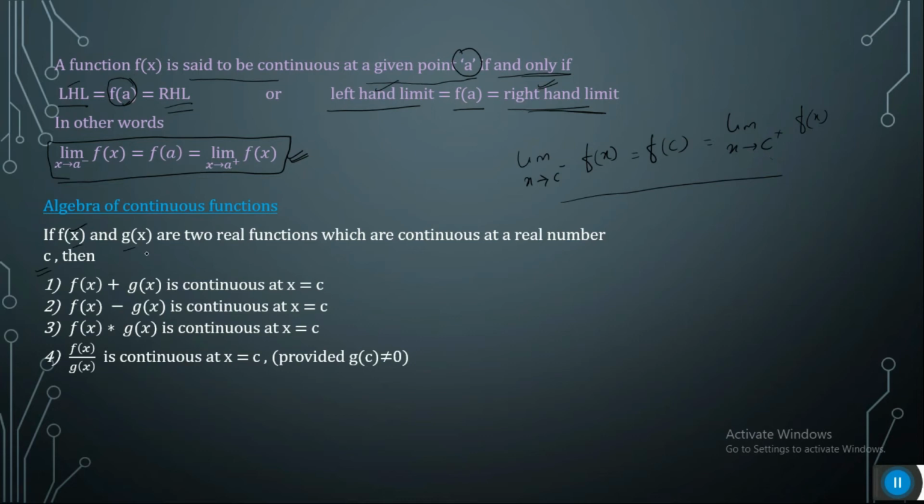Clear? So here they are saying already there are two continuous functions, so if you are adding them, they will also be continuous at x equals to c. Okay, if f(x) is continuous at c and g(x) is also continuous at c, their sum will also be continuous at c. Similarly, their difference also will be continuous at x equals to c. Clear? Their product also will be continuous at c, and their division will also be continuous at c, provided the denominator should not be 0, otherwise it will be not defined. Clear? So this is what we have in continuity.